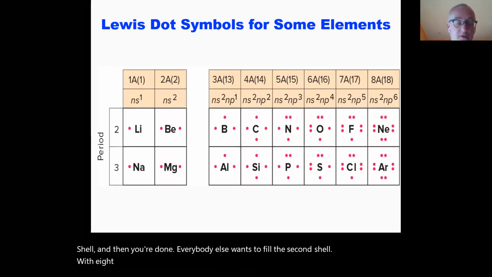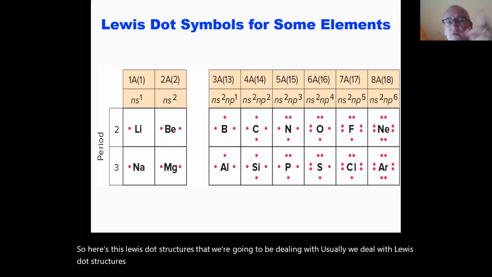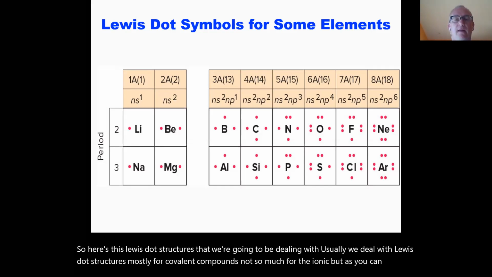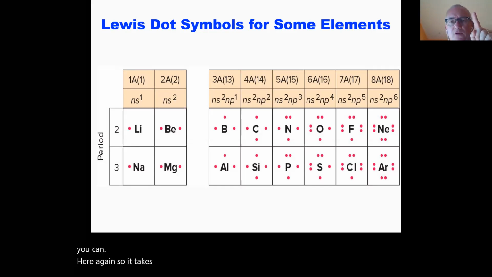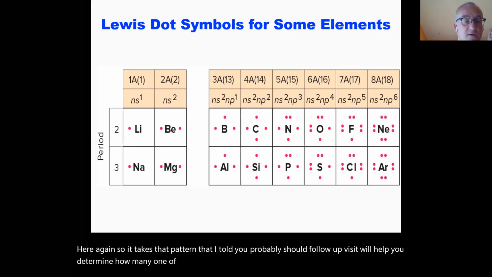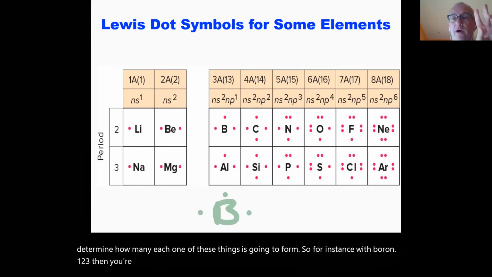So here's the Lewis dot structures that we're going to be dealing with. Usually we deal with Lewis dot structures mostly for covalent compounds, not so much for the ionic, but as you can see, you can. So here, again, sort of takes that pattern that I told you probably should follow, because it will help you determine how many bonds each one of these things is going to form. So, for instance, with boron, 1, 2, 3, then you're done. You stop. Boron forms 3 bonds and doesn't have any lone pairs.